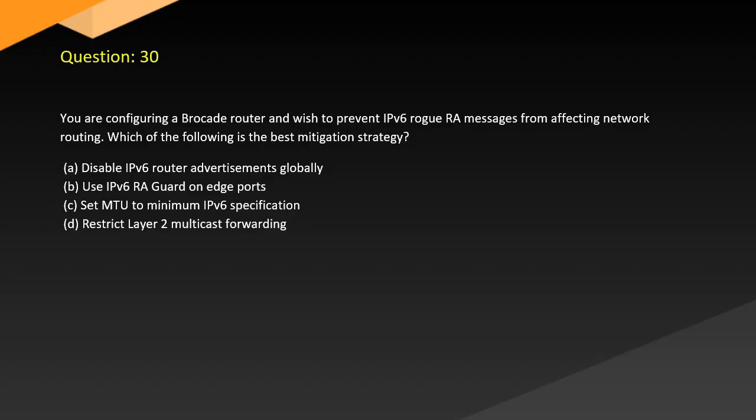Question 30. You are configuring a Brocade router and wish to prevent IPv6 messages from affecting network routing. Which of the following is the best mitigation strategy? A. Disable IP router advertisements globally. B. Use RA guard on edge ports. C. Set MTU to minimum IPv6 specification. D. Restrict Layer 2 multicast forwarding.